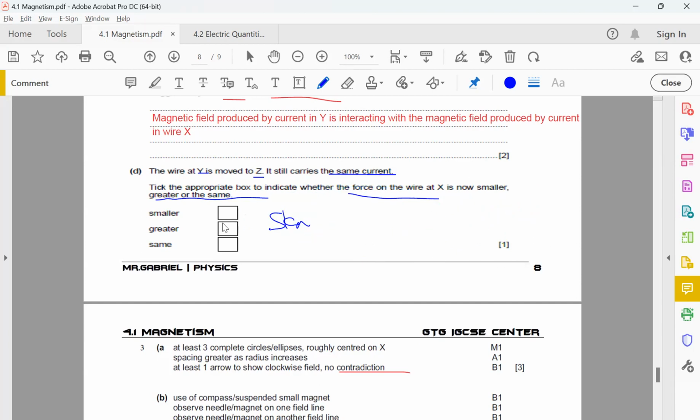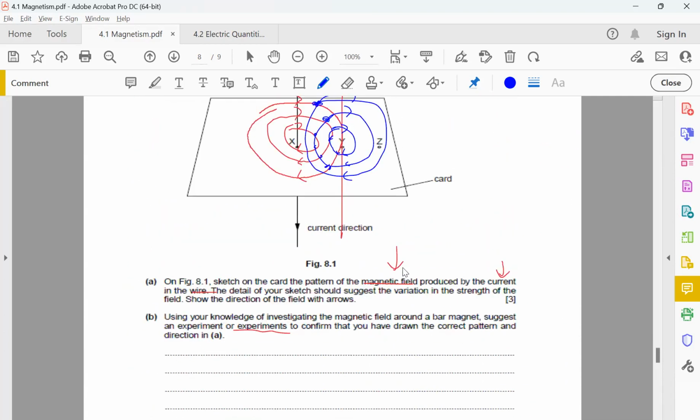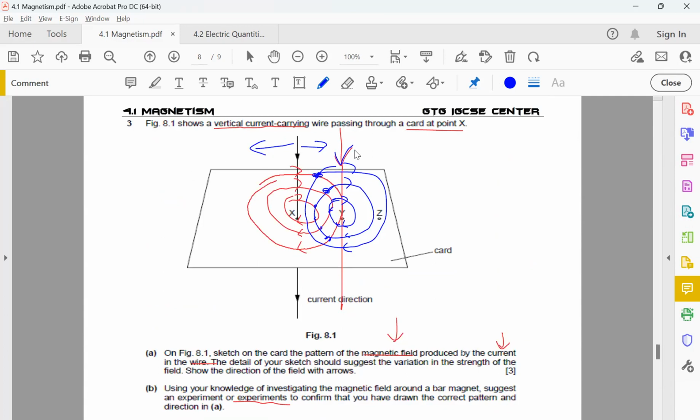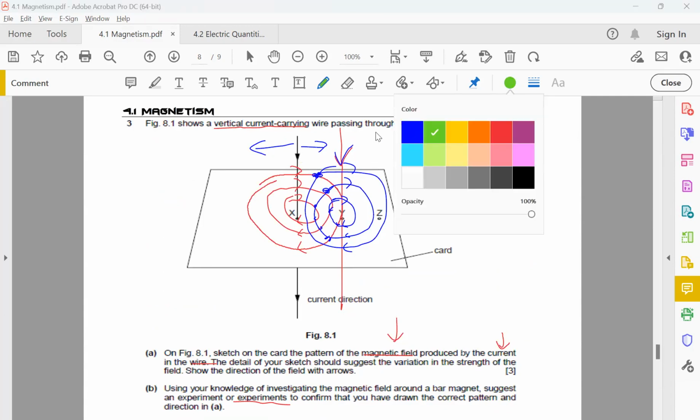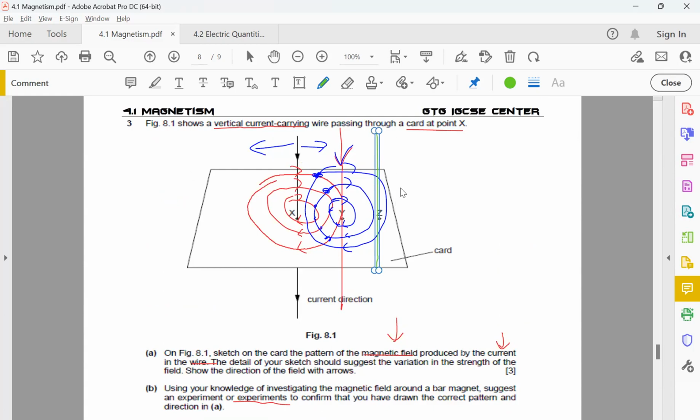Smaller. Why? Yes, it's because they are further apart. Guys, right now, they say that this wire Y is moved to wire Z here. And if it's at Z here, the magnetic field lines will look something like this, right? It will still interact, but obviously it will interact much less compared to when it was at Y, right? And because the magnetic field lines interact much less, it will have a much smaller force here. Do you guys understand what I'm talking about now?